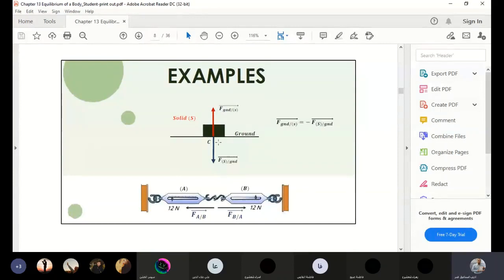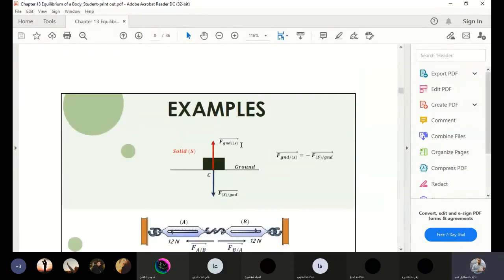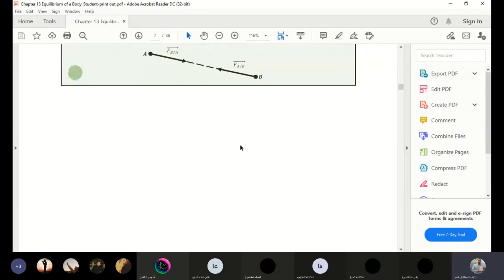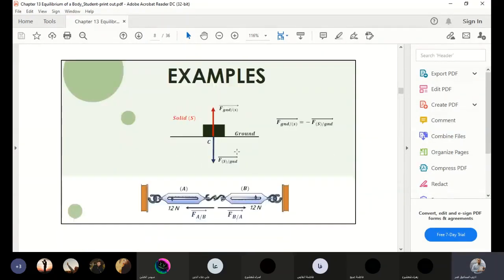Examples. Here we have an interaction between the box and the ground, solid S and the ground. The ground exerts a force on the box and the box exerts a force on the ground. So we generalize them like that: force ground on S is equal to minus force S on ground. Of course there are vectors, negative. In magnitude they are equal. The same here, we have two spring balances connected with each other, so there is interaction between them.